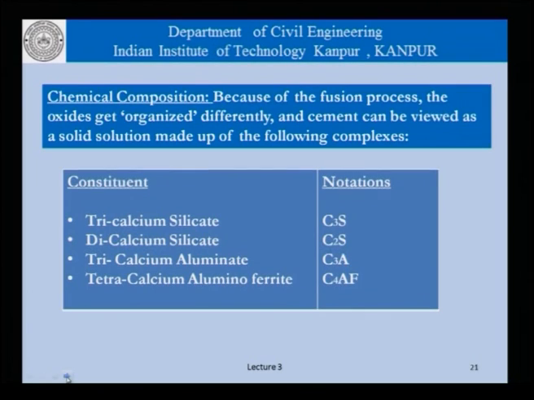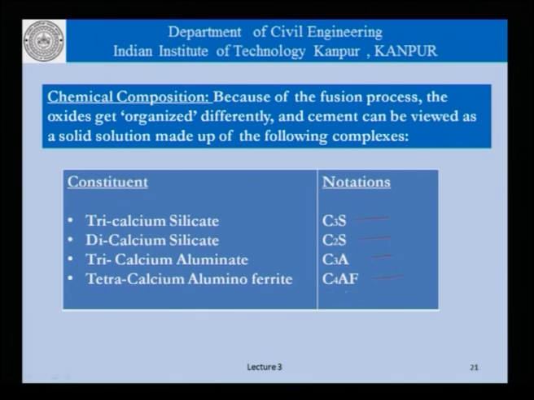Now, because of the fusion process, the oxides of the different elements get organized differently. And the cement is actually a solid solution made up of the following complexes: tricalcium silicate, dicalcium silicate, tricalcium aluminate, and tetracalcium aluminoferrite. These complexes in cement chemist's notation are written as C3S, C2S, C3A, and C4AF.